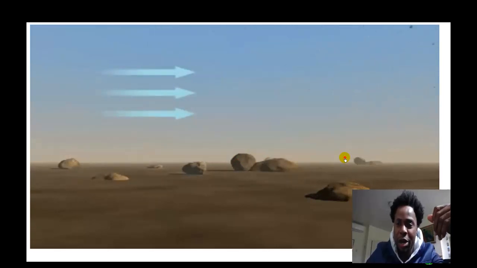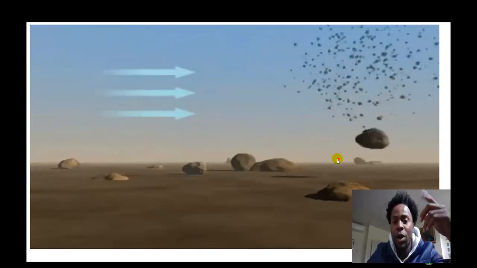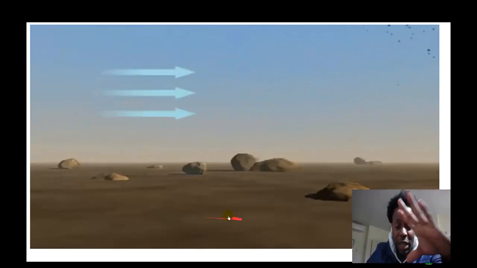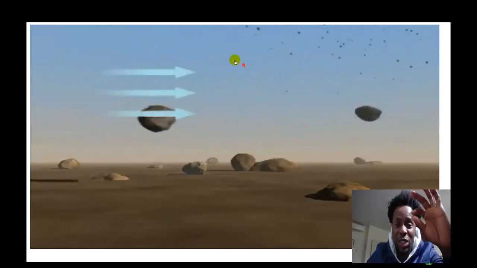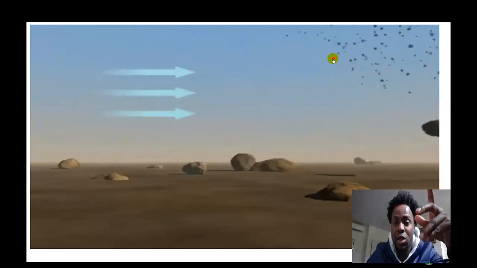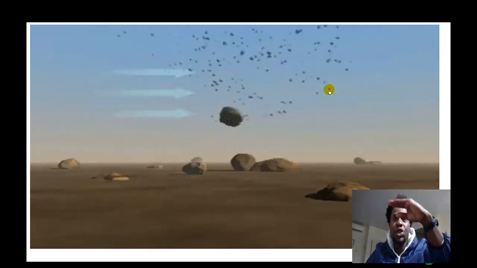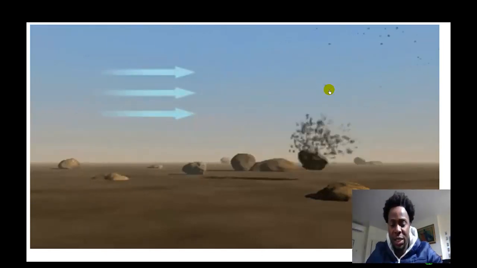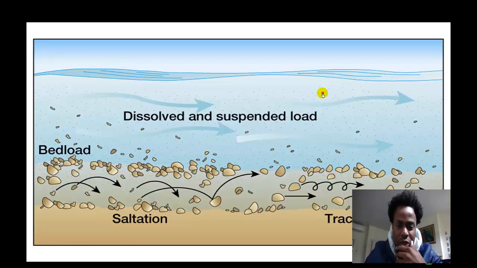That is called traction. The other one is suspension. Suspension is when the sediment does not get to the ground at all, but is constantly being moved in the medium carrying the sediments without hitting the ground. To be suspended continuously without hitting the ground. This will draw a little more clarity to it.